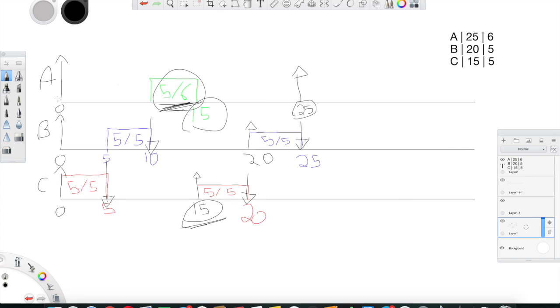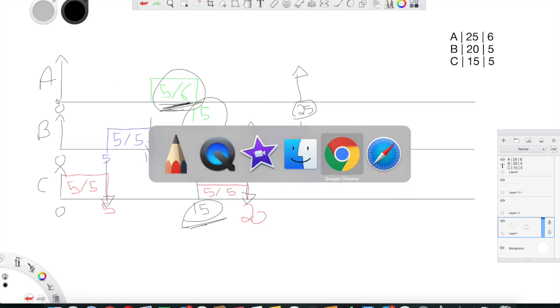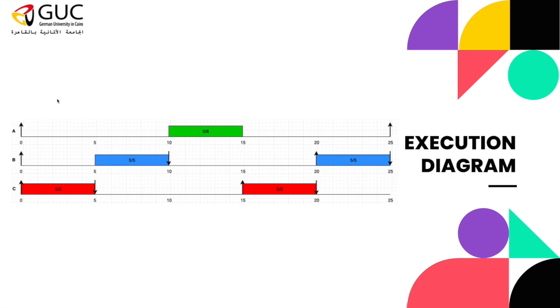Okay, if we return back to our slides, this is the diagram, the same diagram I drew. We have tasks A, B, and C. An upward arrow represents that all of them arrived to the system at clock tick 0, because the question did not state when each task arrived. Therefore, the default assumption is that all of them arrived at the same time, clock tick number 0. Task C had the highest priority because it had the shortest period.